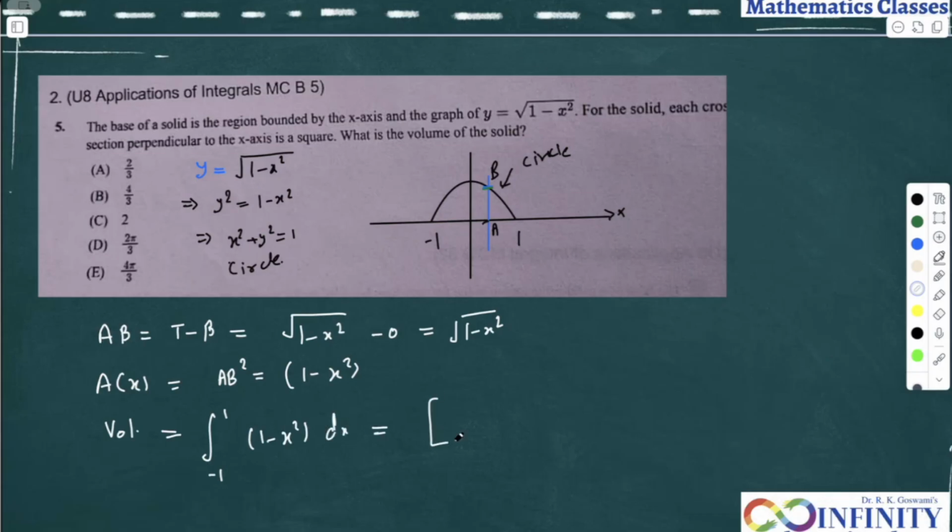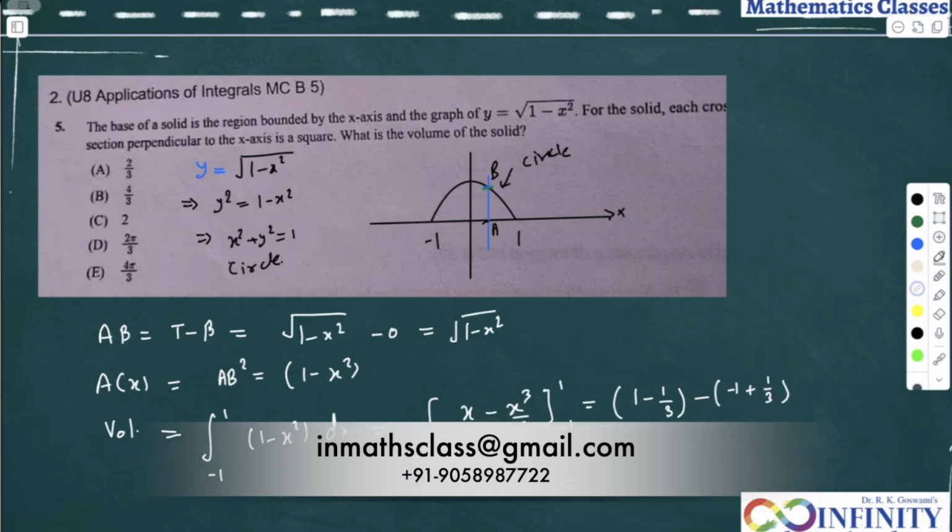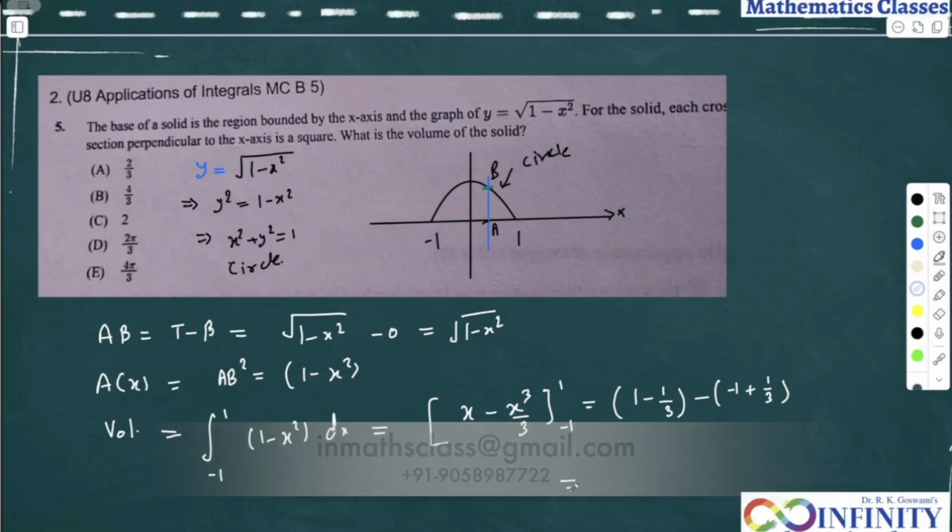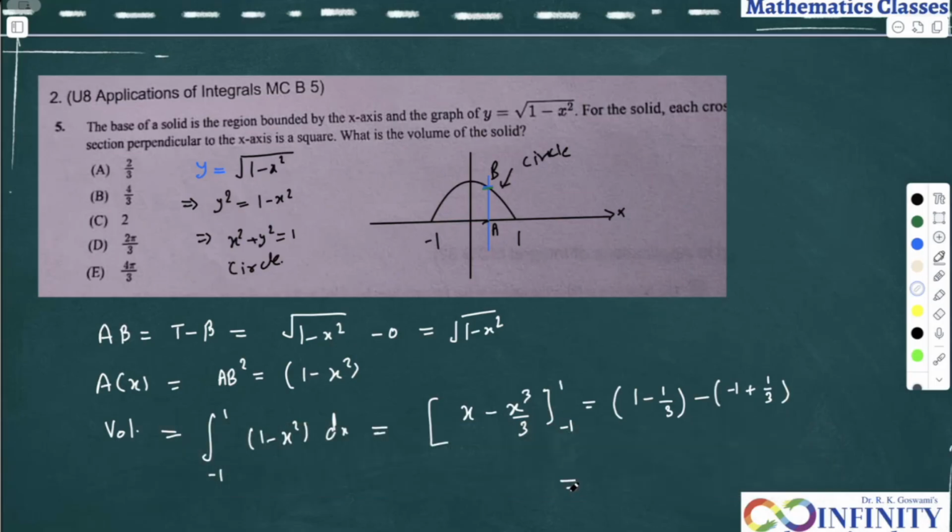Just integrate them. The integration of 1 is simply x. The integration of x square is x cubed by 3. Integrate from -1 to 1. So it is 1 minus 1 by 3, and minus, -1 plus 1 by 3. Can you please check if there is a mistake in calculation? I don't see a mistake.